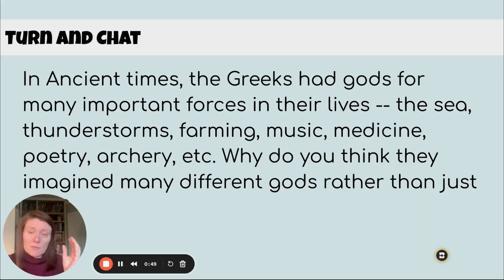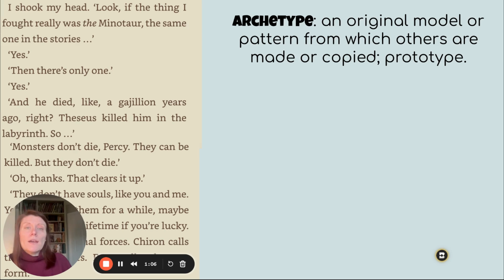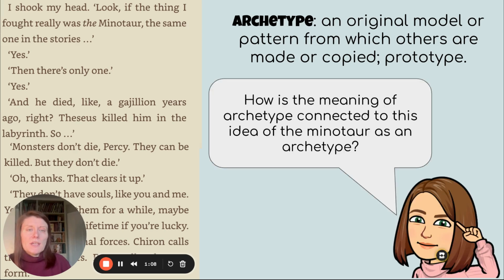So we're starting with some turn and talks, because I always want to integrate the oral language within the lesson rather than having them as separate lessons. So they're looking at the Greeks' gods for many important forces, the sea, thunderstorms. Why do you think that they came up with many different gods instead of having one? And we have our text here.